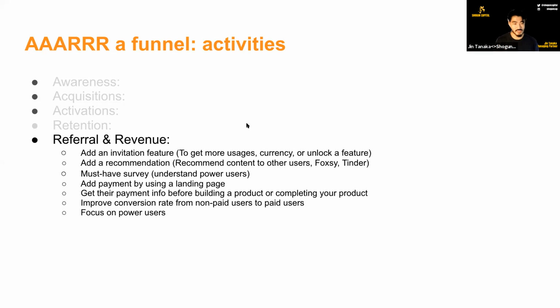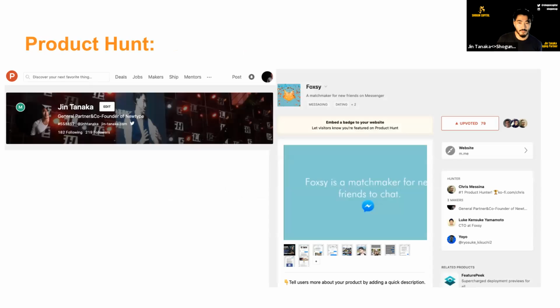Again, my suggestion is to focus on power users as much as possible, because you have limited resources, right? And now I'm going to show you some examples that I did for my company. Product Hunt, right? We launched on Product Hunt, and probably I shouldn't have done it, but we built 300 Twitter bots. We made basically 300 fake Product Hunt accounts, right?